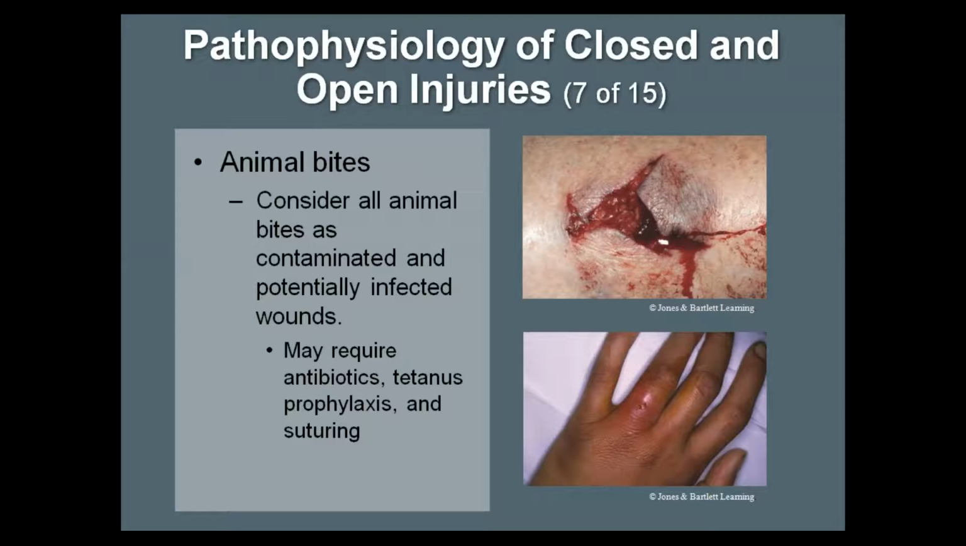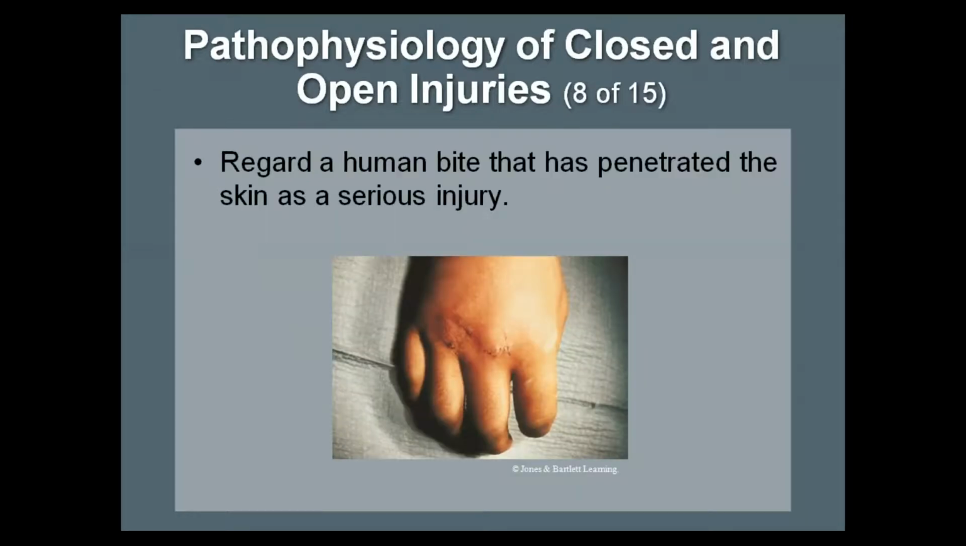So consider all animal bites as contaminated and potentially infected wounds. They may require antibiotics, tetanus prophylaxis, and suturing. So, yeah, any kind of bite, just plan on infection. You guys see it out in the field. Always recommend for your patients to probably get on a prophylaxis antibiotic. A human bite that has penetrated the skin is a serious injury.